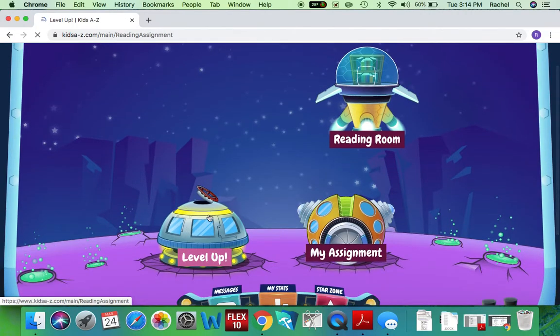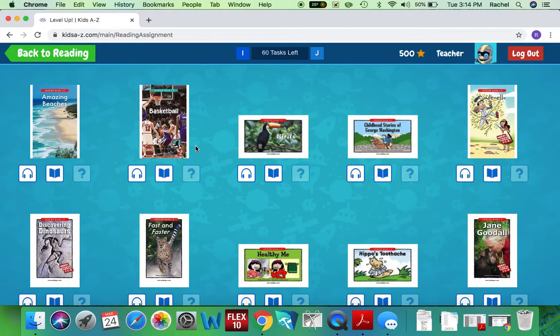Level Up, if you click Level Up, it has a series of books that you should be able to read on your own, and as you read them and answer questions about them, we can see, is this a good book and you really understood it and you could understand what was happening in it, or do you still need more practice reading books that are just this amount of hardness? So that's what Level Up means.